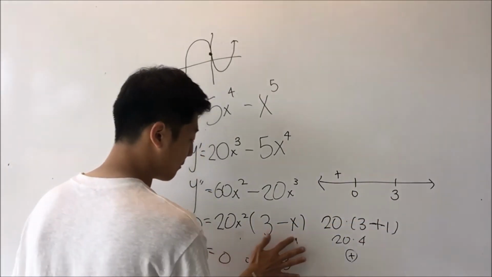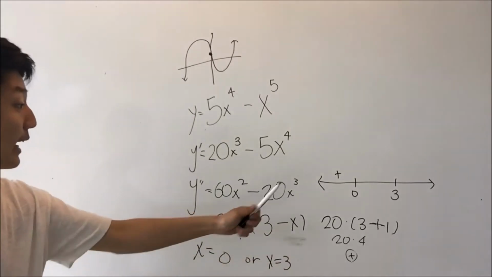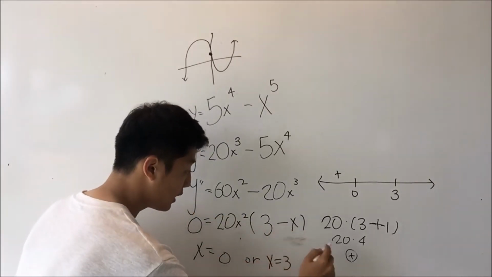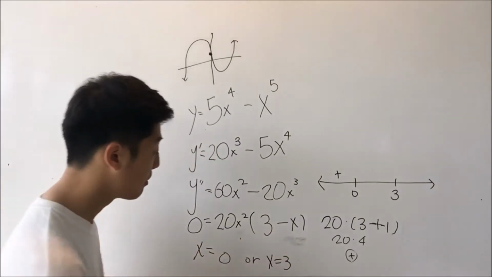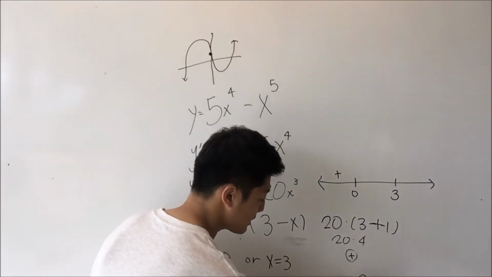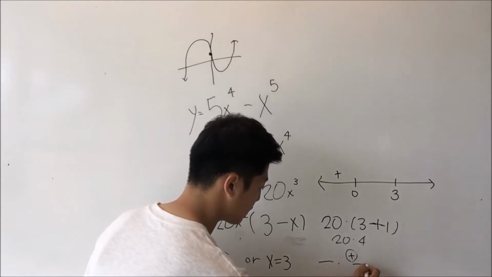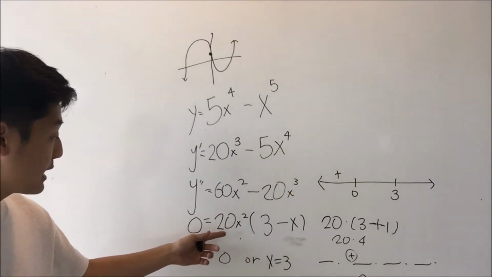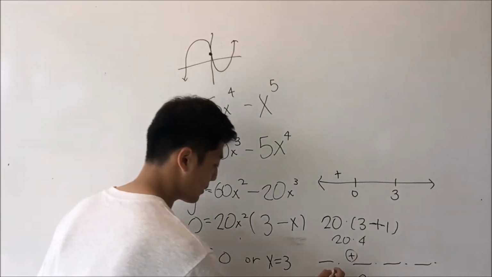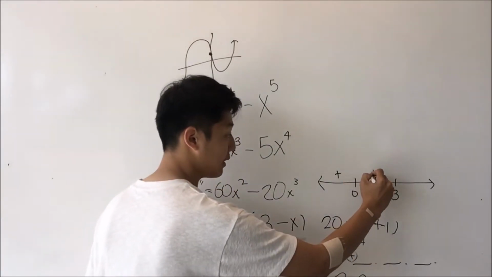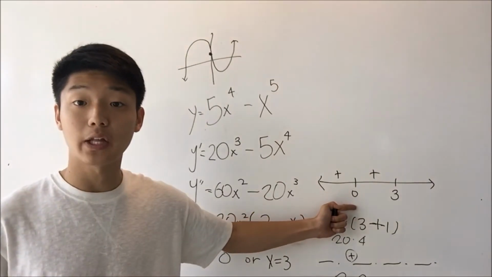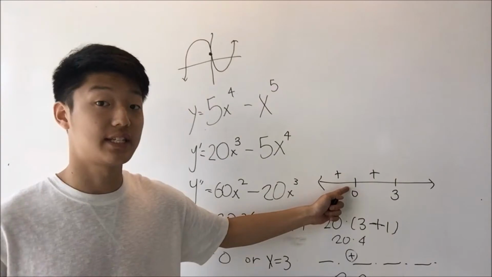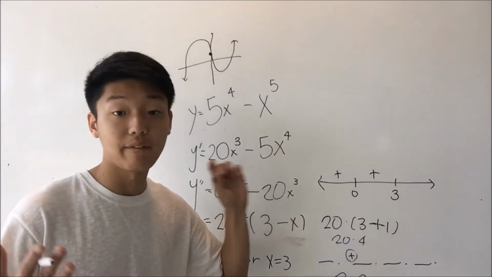Now between 0 and 3, I'll just plug in 1 now. And let's see, if I do 1, 3 times 3 minus 1 will be 2 times, to not confuse you guys, and 20 times 1 squared is 20. So this is still positive. That means we have proved that 0 is not a point of inflection because it's not changing the concavity.